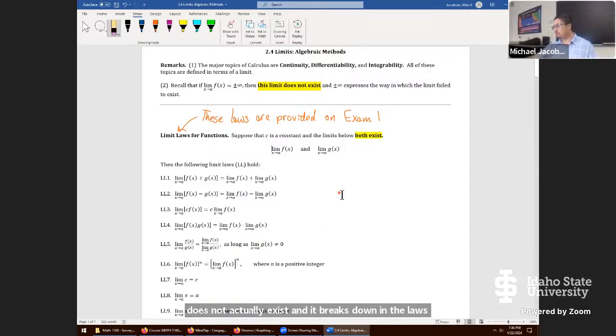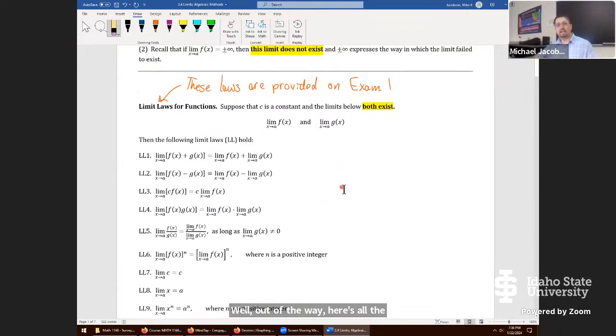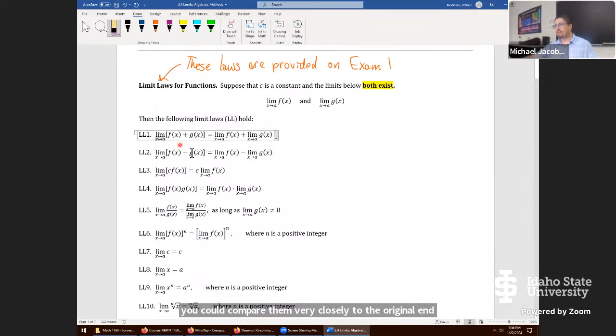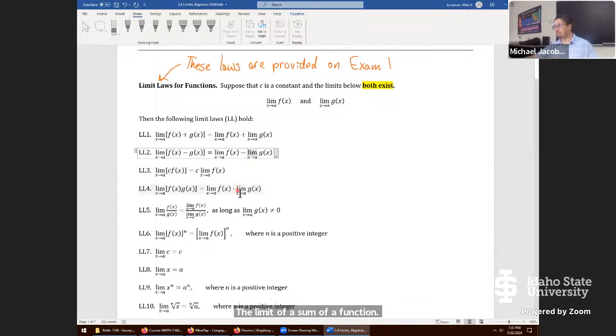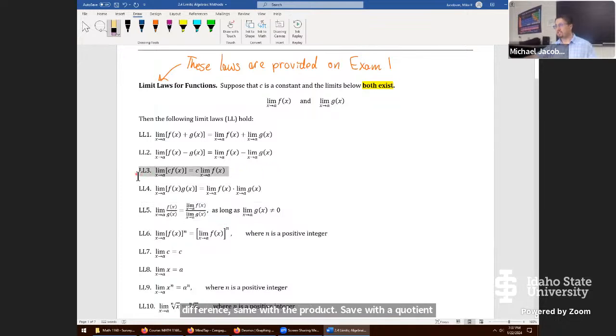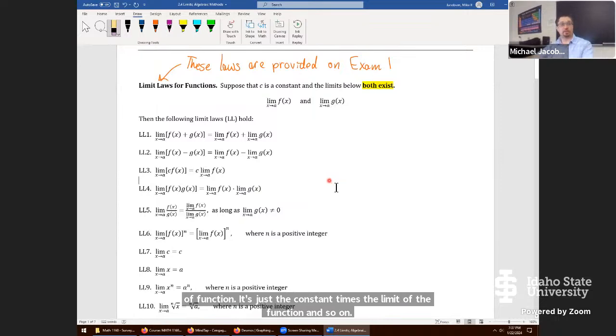But with that out of the way, here's all the limit laws say. And you can compare them very closely to the original limit laws in section 2.2. The only difference is we're heading towards a finite number, so it doesn't say x heading towards infinity here. Aside from that, it's essentially the same exact law. The limit of a sum of functions is the sum of the limits of the functions. Same with the difference, same with the product, same with the quotient, as long as you're not dividing by 0. Other great stuff like the limit of a constant times a function is just the constant times the limit of the function, and so on. So what we'll do is cite some of these limit laws as we go through the problems.